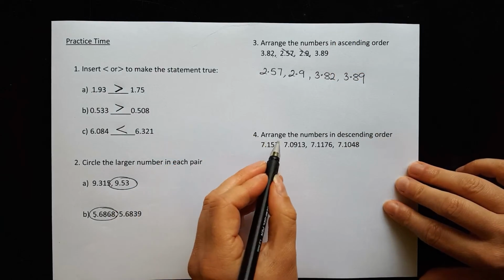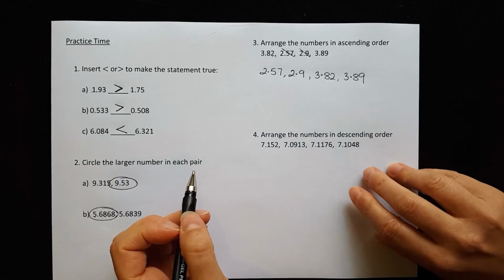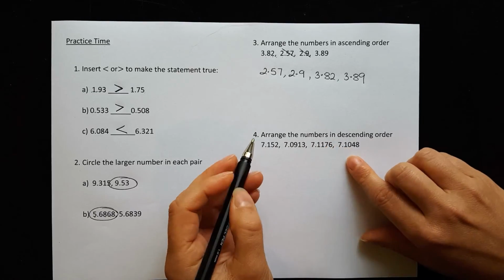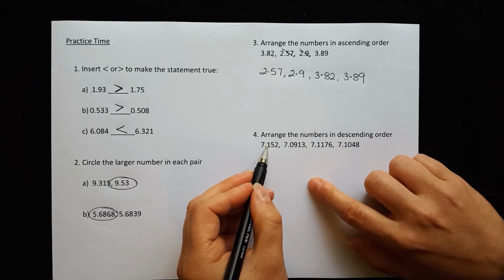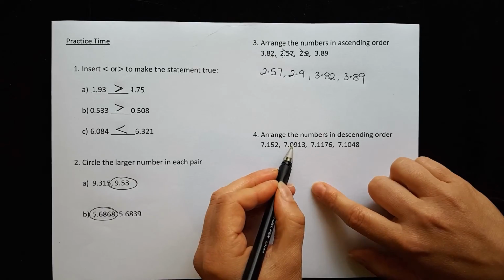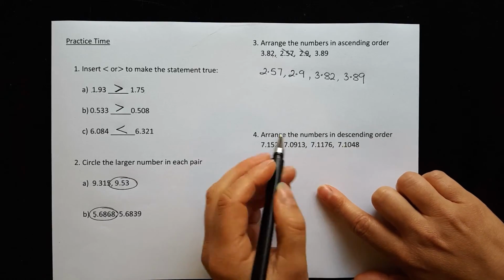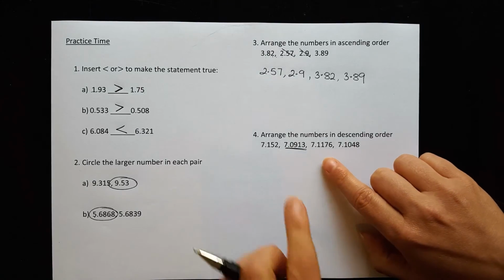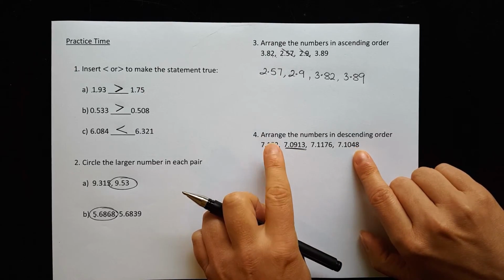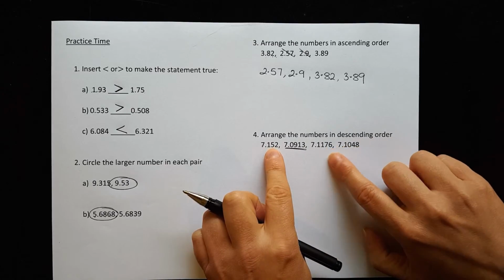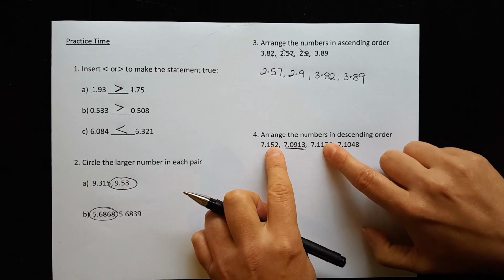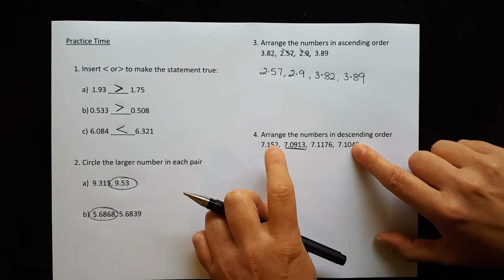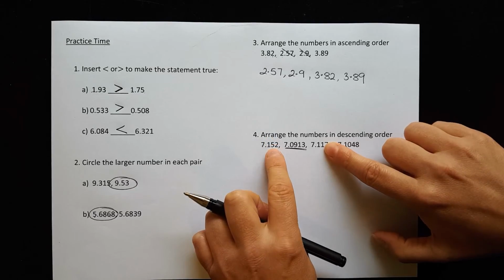And finally, arranging the numbers in descending order. We want the biggest number first, all the way down to smallest. These are all 7 point something. So let's look at the tenths. We have 0.1, 0.0, 0.1, 0.1. So this one is going to be the smallest because it's the only one that's a 0.0. These ones are all 0.1s. So let's have a look at the hundredths position for these three. We have a 5, 1, and a 0. 0 is the smallest, 1 is next, 5 is the biggest.